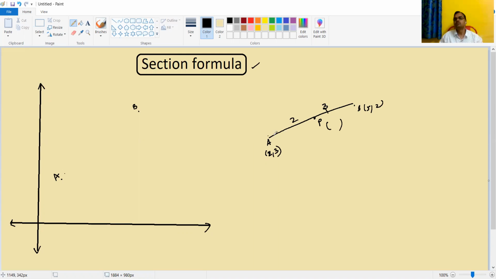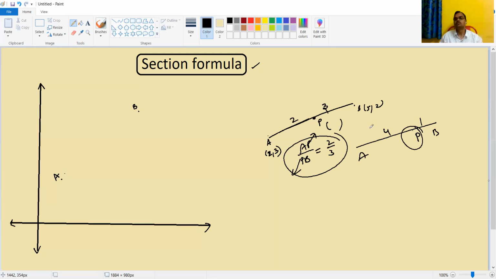Okay, so the distance from A to P is... here we have to find the point which divides AB in the ratio 2:3. So AP by PB is 2/3. Like that we have to find the point P. Suppose points A and B are given, and there is a point which divides AB in the ratio 4:1. How to find this point? Okay, so this is all about the section formula.